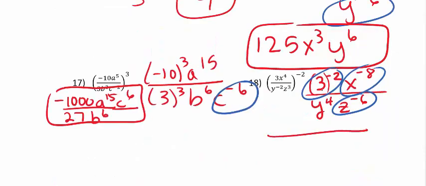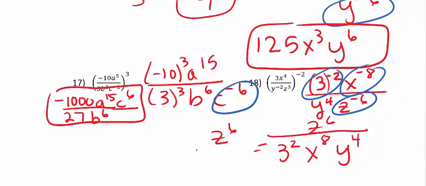3 to the negative 2 power is going to come down here and become a positive power. X to the negative 8th is going to come down to the denominator and be a positive power. Y to the 4th stays put, and z to the negative 6 moves up to the numerator. And now we can evaluate 3 squared, and we're going to get z to the 6th over 9, x to the 8th, y to the 4th.